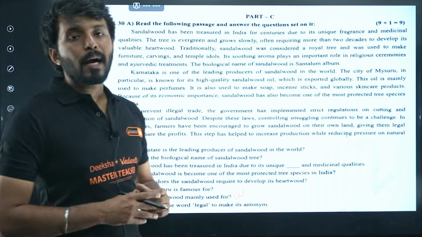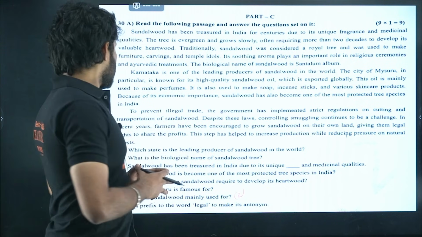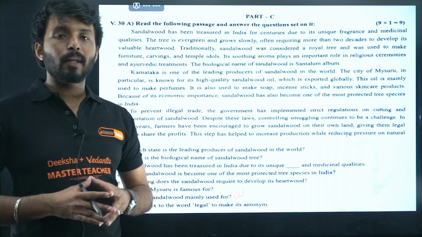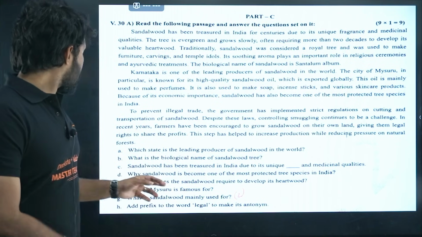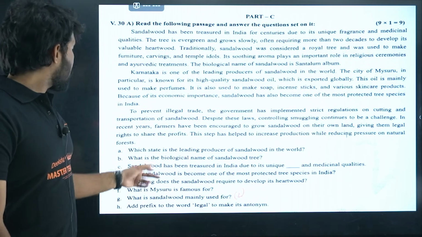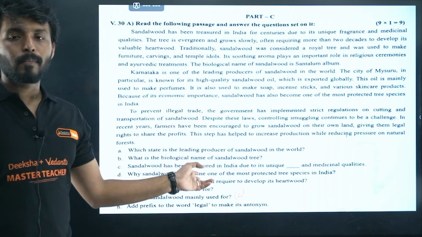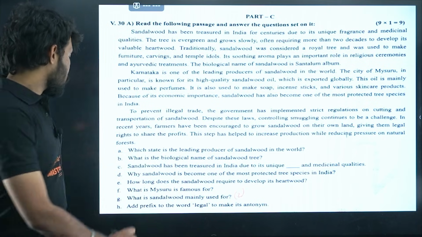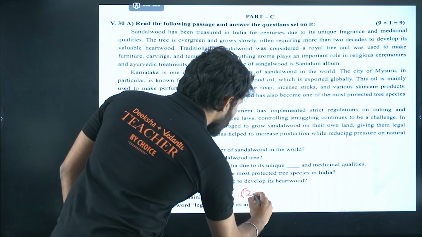So the next is part C. Part C is your reading section. Here is given an unseen passage. So this time you are given 8 questions. 8 questions are given for 9 marks, meaning one of the 8 questions will be for 2 marks. As you can see, the last but one question is for 2 marks.